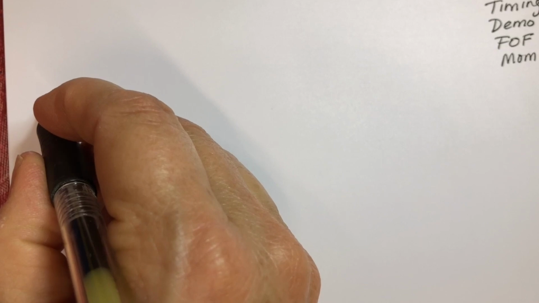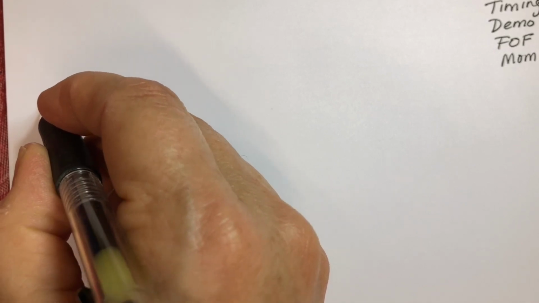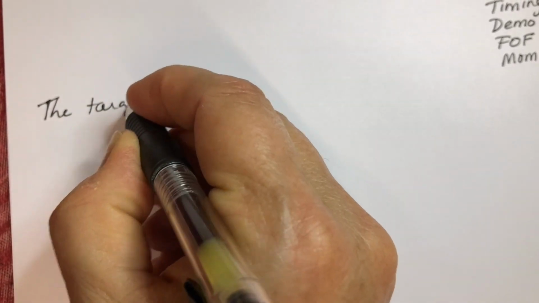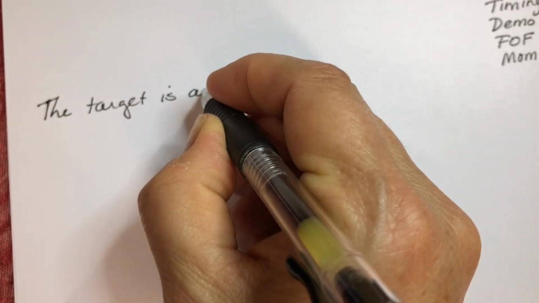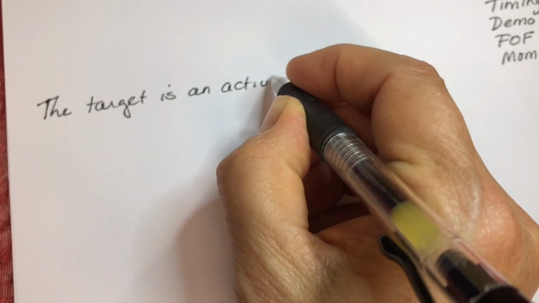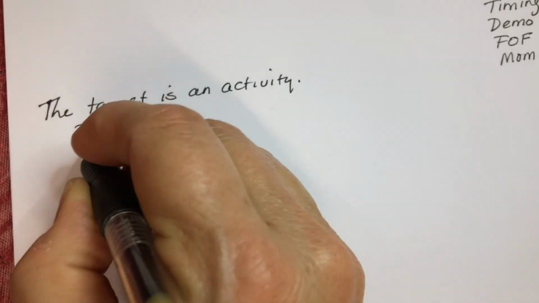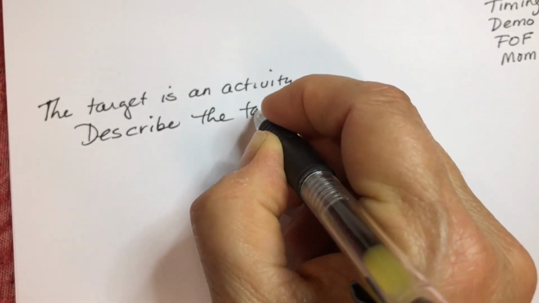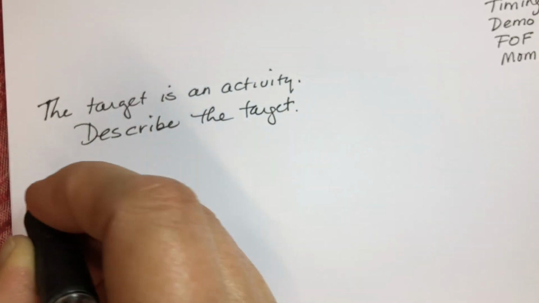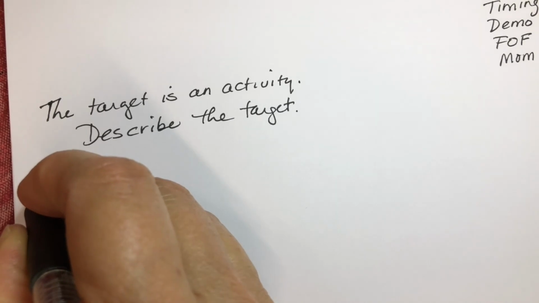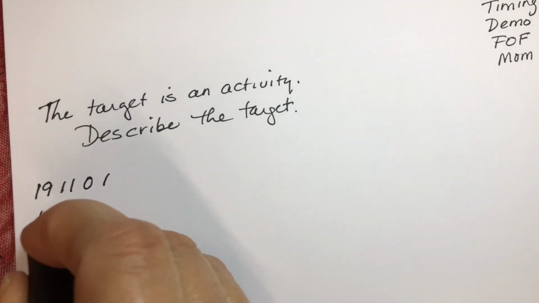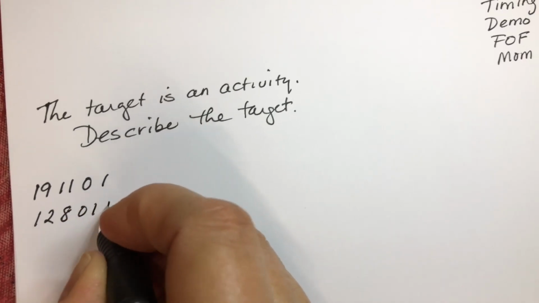Would you like front loading? Yes, I would. Thank you. The target is an activity. Describe the target. The target is an activity. Describe the target. Touch the paper again. 191101, 128011.